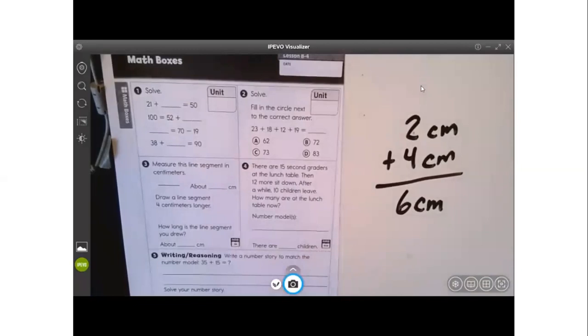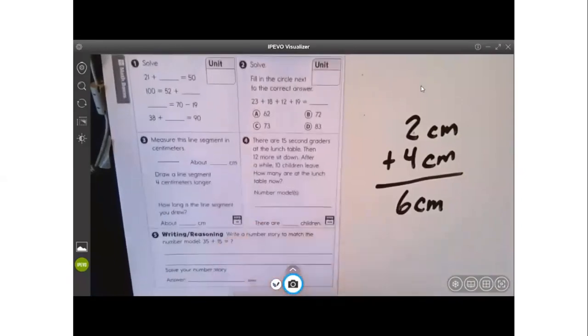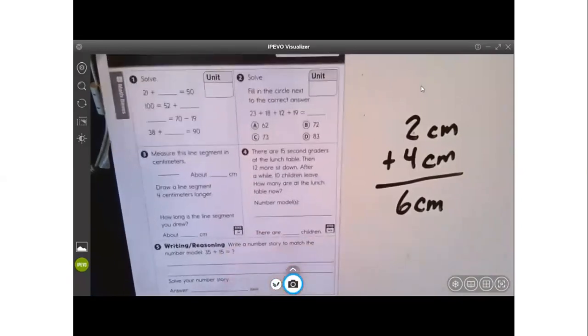Finally, on number 5, it says write a number story to match the number model. So again, you can fill in your names there. Mr. Hill had 35 candies. Then Mrs. Hill gave him 15 more. How many does he have now? You can fill in your names. You can fill in your items. Just make sure it's an addition problem that uses the numbers 35 and 15. And of course, you're going to solve your problem down at the bottom. Don't forget to write the answer down there at the end. Okay. All right. Thank you for working with us on Math Boxes 8-4.